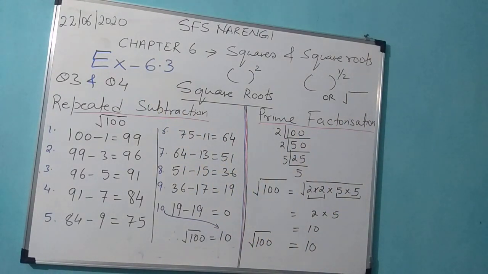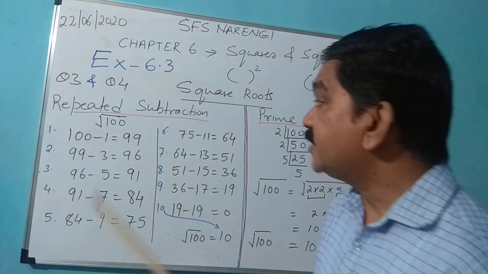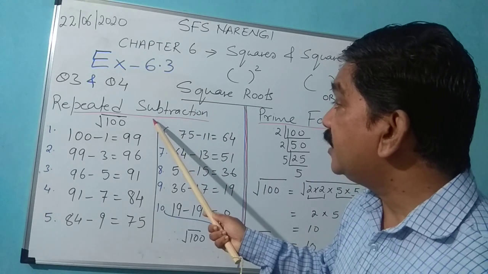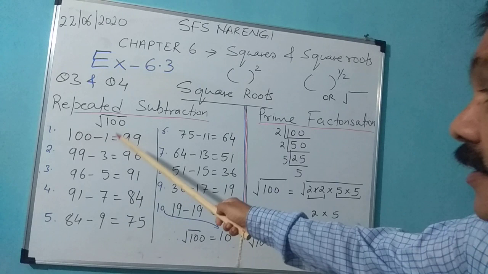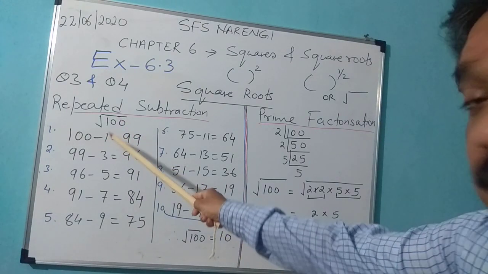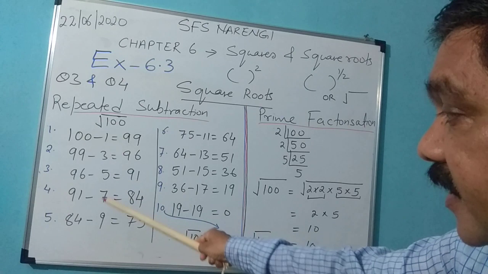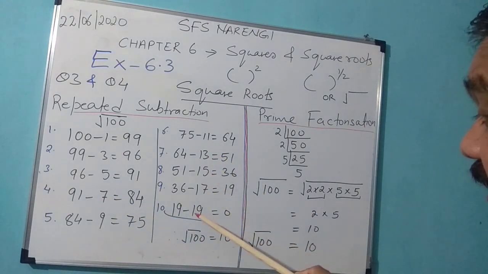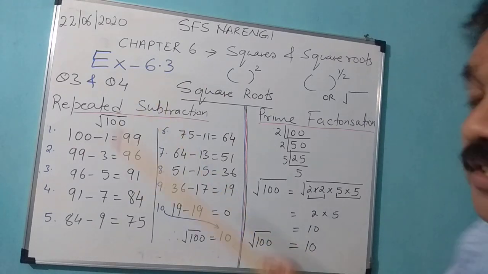Clear? Now what we are supposed to do is subtract. As the name says, subtraction. We will subtract the odd numbers here, in a series: 1, 3, 5, 7, 9, then 11, 13, 15, 17, 19, till we get 0. Alright, so let me start this.